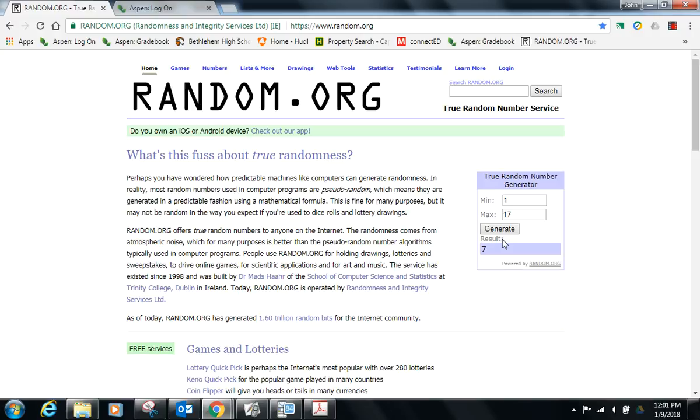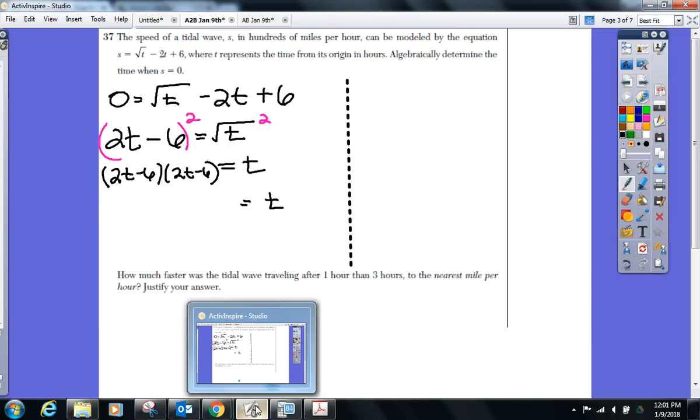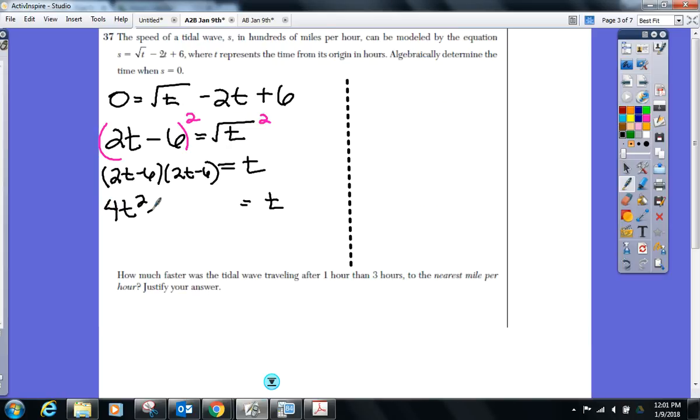Seven? Who's got 7? Okay, here we go. I'll start you off. 4t squared. All good when I FOIL? Double distribute. Exponent 2, you're going to have 2 answers now, right? But not until you do what? Make one side equal to 0.